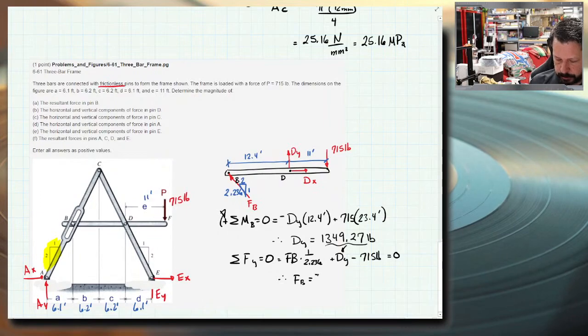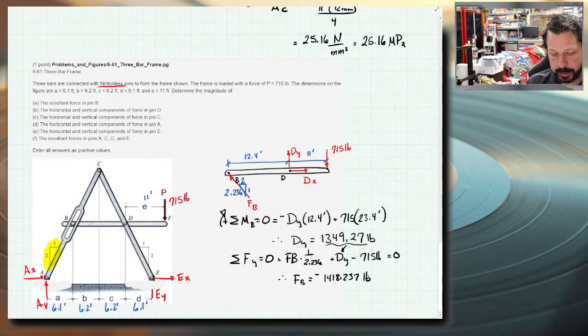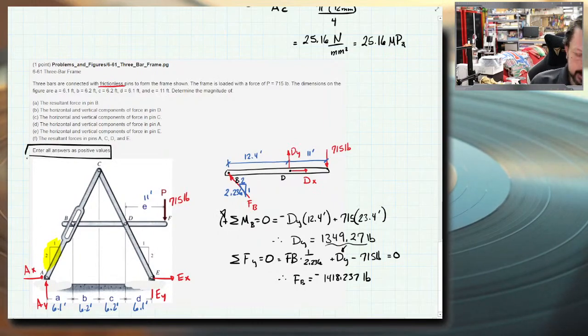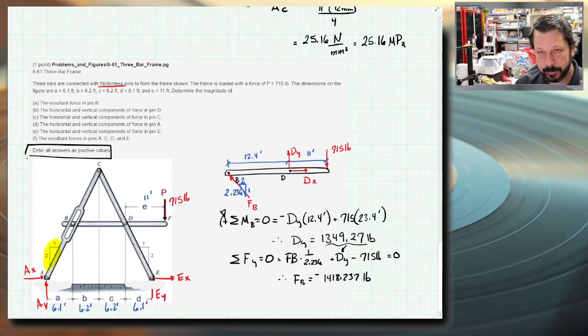So the 634 divided by the coefficient with FB, which is 1 over 2.236. So I get a negative 1418.237 pounds. So all that means is that I drew the arrow for FB the wrong way. This particular problem does say to enter all the answers as positive values anyway, so that doesn't matter for putting the answer in, but I do need to keep track of that for summing forces in X and Y, because the way I drew the arrow is opposite what it's supposed to be.